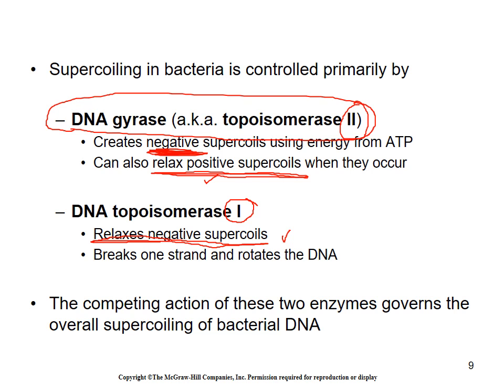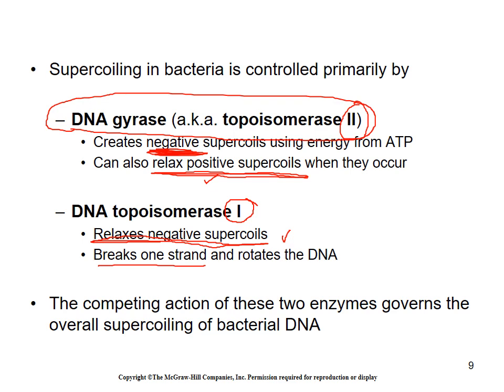And the way it's going to do that is that it actually will physically break the DNA molecule. It will rotate it into the position that it requires, and then it will recruit over a ligase enzyme to seal it back up. So that's very unique about the DNA topoisomerase 1, is that it will physically pull apart and break one strand of DNA to get it to properly orient itself to the coil that you are looking for.